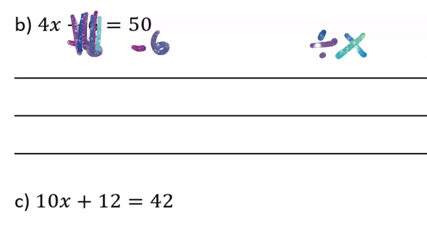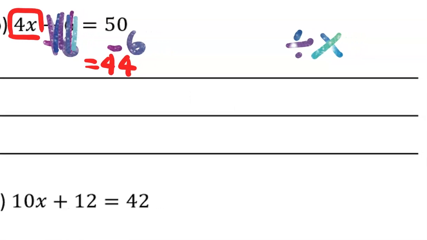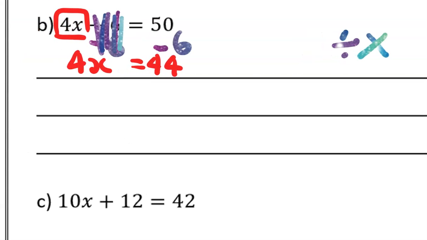What's left on the other side is going to be 50 take away 6. 50 take away 6 is 44. So I've got 44 left on this side. All right, and I've still got this 4x over here. So 4x is equal to 44. Okay, so what I have now is 4 times x equals 44. So 4 times a number equals 44. I want to know what is this number that when I times it by 4, I get 44.